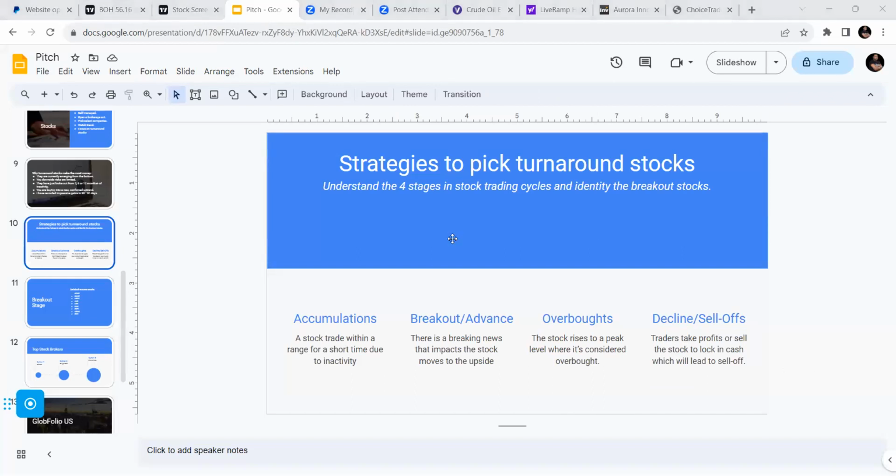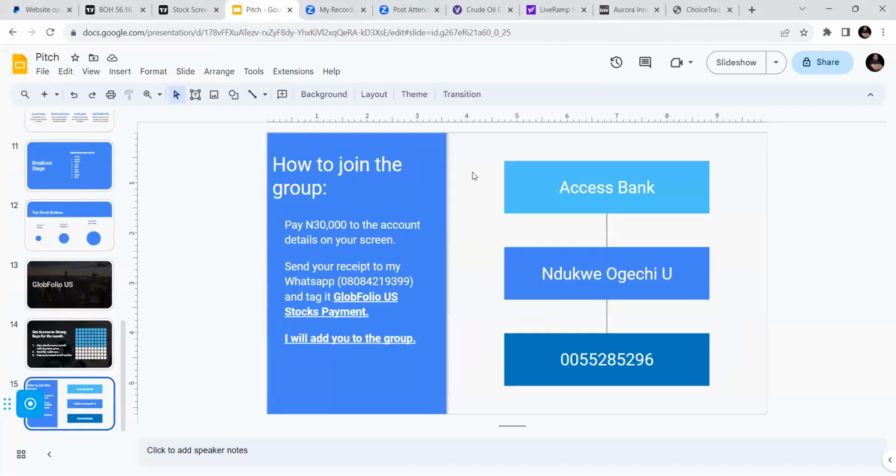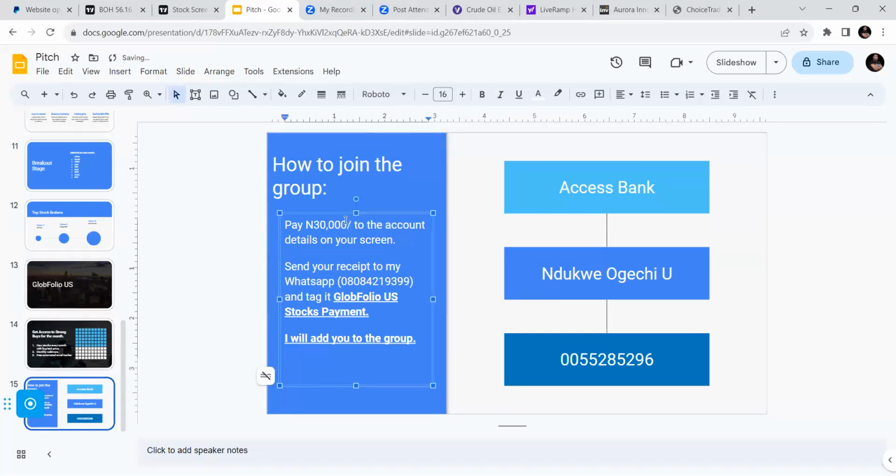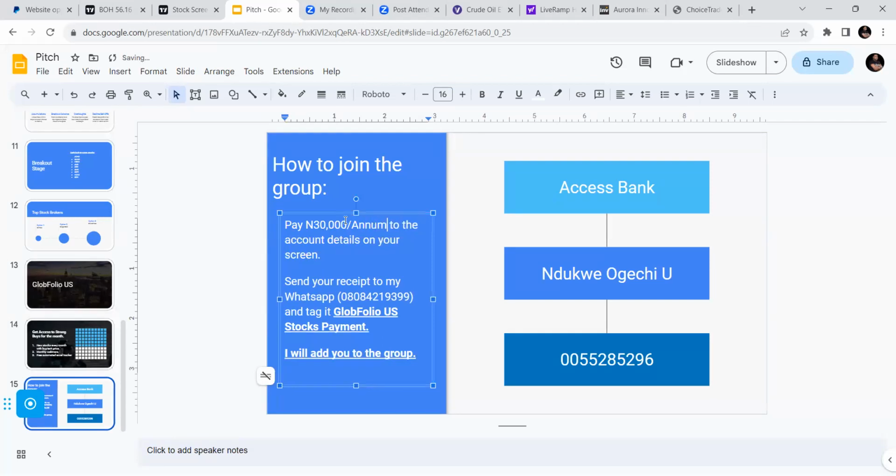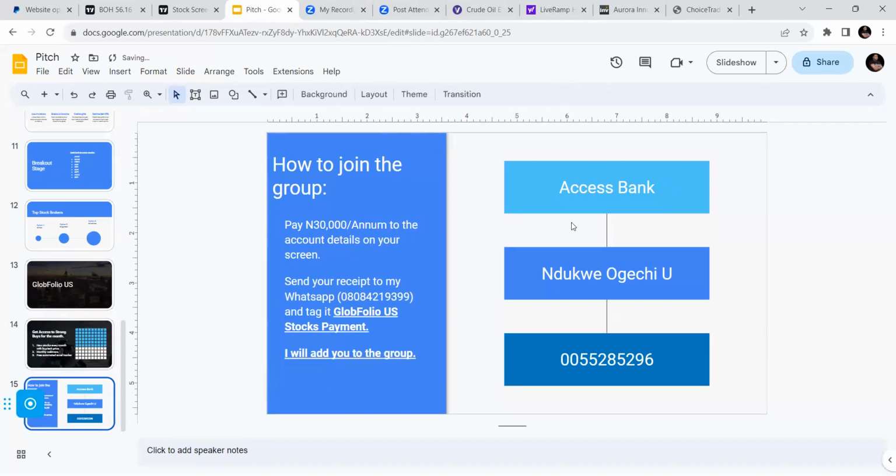It's already on the screen right here. Look at it here. I have it right here. It's 30K, the same as the Nigerian market. There's no difference. It's for 1 year, please. So it's for 1 year. I have it here, the same way we run the Nigerian markets.